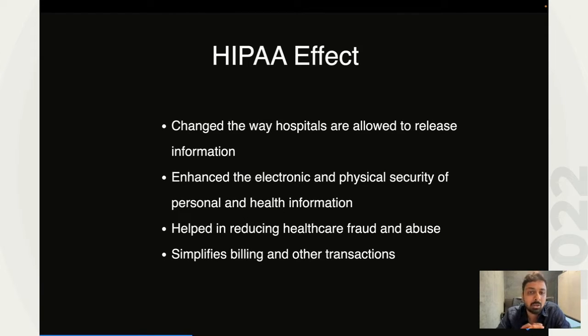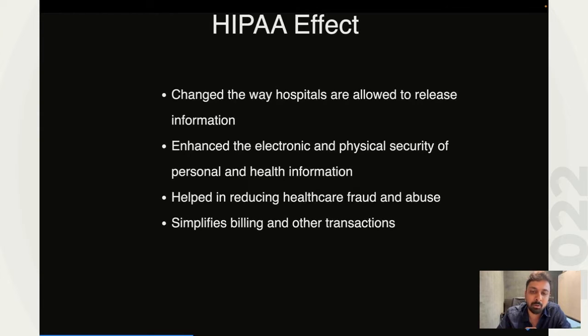Right. HIPAA has also helped in reducing healthcare fraud and abuse. Since the data is secure and people are being educated on how to use it, and everything is behind a secure wall kind of thing, the frauds which take place in the healthcare industry are drastically decreasing due to HIPAA compliance. Last but not the least, because of the standardized protocols which HIPAA compliance has established, it has simplified the billing and other transactions between hospital to hospital or organization to organization. So it is very easy and seamless with the implementation of HIPAA compliance.